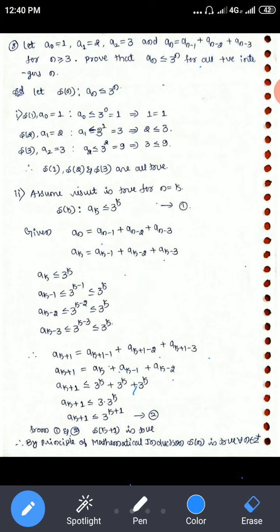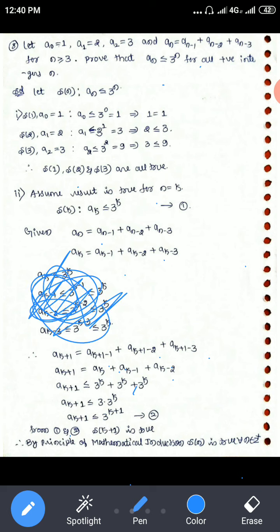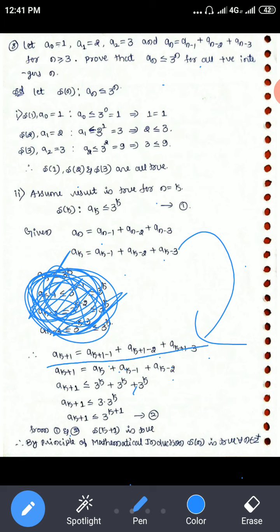First you don't concentrate on this, I'll rub it. Think that it is not there. So directly you come here, where k is replaced by k+1. After replacing, a(k+1) is equal to: k+1-1 cancels to give ak; k+1-2 is k-1, so ak-1; and k+1-3 is k-2, so ak-2. So this is coming, right?